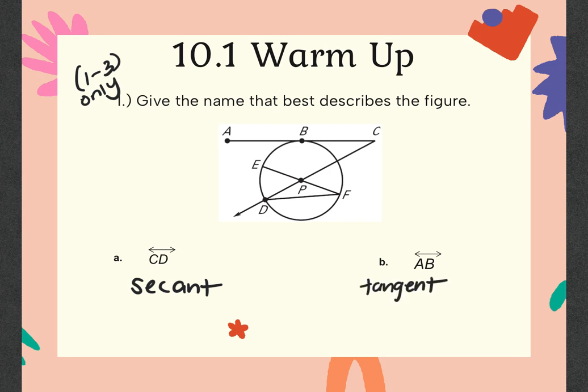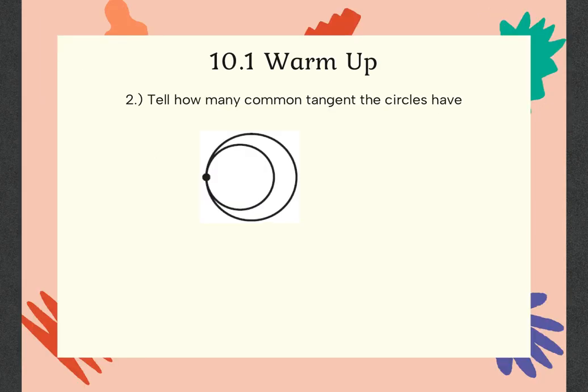So on a quiz, you'd want to be able to do it like that, or also go the other way. We did it like the example yesterday where you got the diagram and you had to give the name of things. All right, 2 says how many common tangents do the circles have? 1. Good. Only this one would be able to go through both.